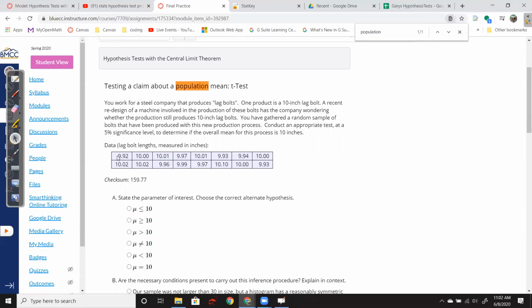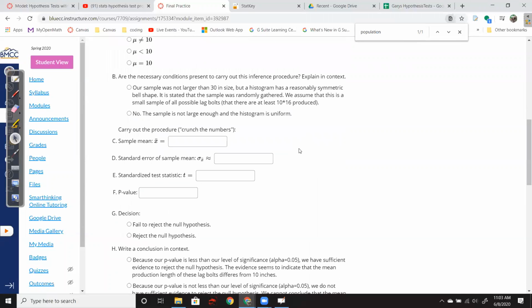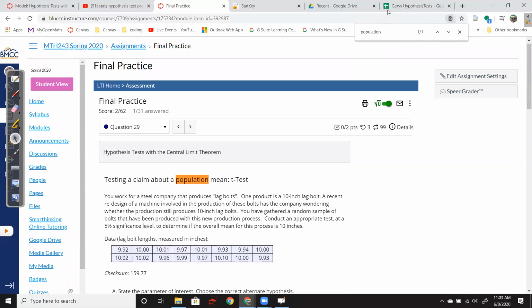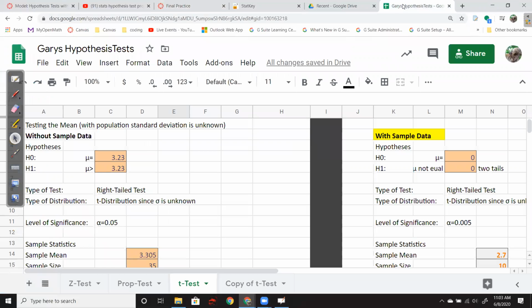So I need to get this data into my spreadsheet. And although I could do a simulation on StatKey, it doesn't specifically address StatKey. So StatKey might give me a slightly different p-value than the computer's expecting, although it should be in the ballpark. All right, so what are we doing? We have a mean, we have a t-test. So back on that hypothesis test spreadsheet, I need to get into the t-test place.